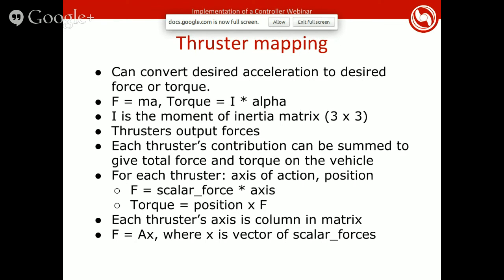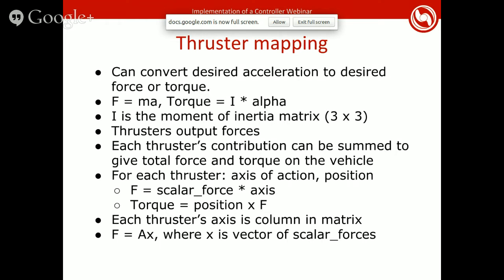So how do you actually go from this desired acceleration into thruster values? We're going to talk about thruster mapping. First, a good idea is to convert your desired acceleration to a desired torque. For linear values, this is very simple. This is just mass times acceleration. So you have a desired acceleration, and you multiply by the mass.